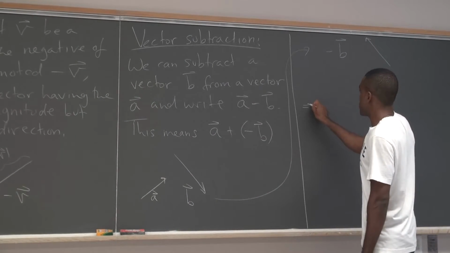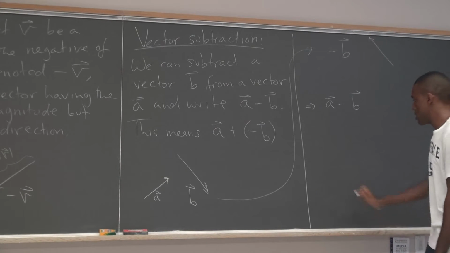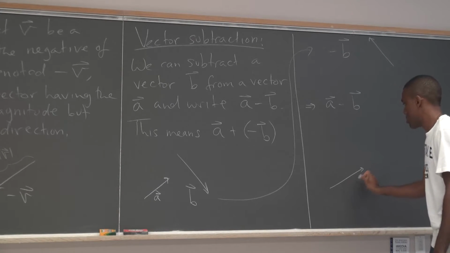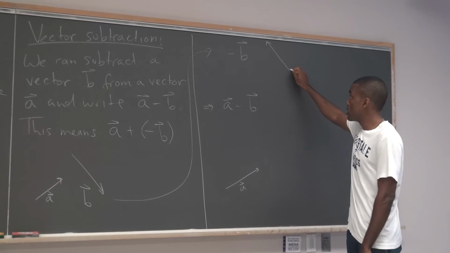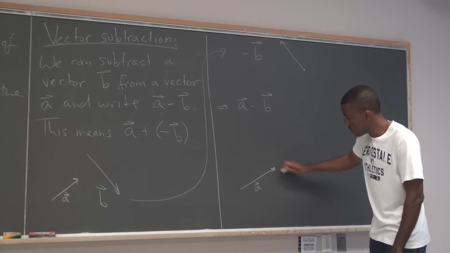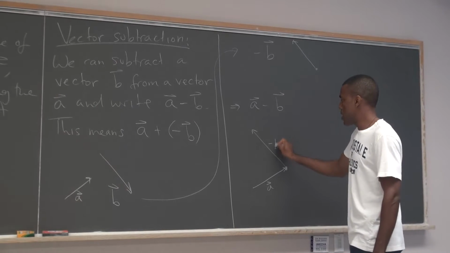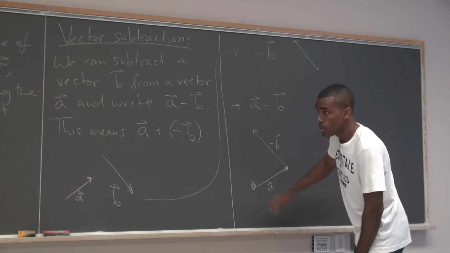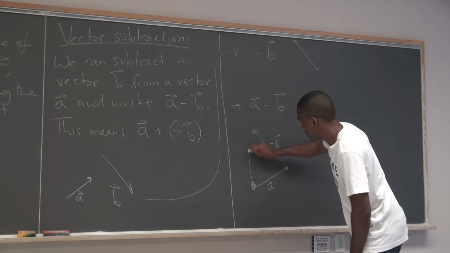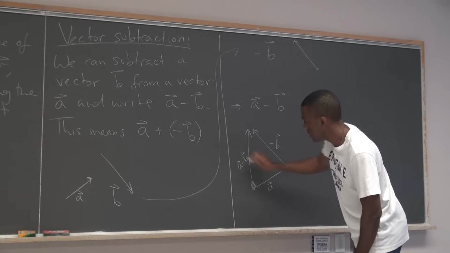So this means that if I look at something like a minus b, what's going to happen is I'm going to have a, and then I'm going to add that to minus b. Remember how we added vectors? I put the initial point at the head of the first one, and then I continue here. This guy is minus b. And so this new vector here, which I don't have a different colored chalk to represent, is the vector a minus b.